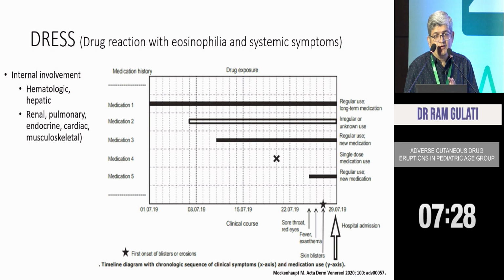So what is recommended is that you always do something called a timelining of a drug rash whenever you are thinking of a drug rash. It's taken from one of the articles. The timeline is that you put a date here, and then this is the first medication started on this date.